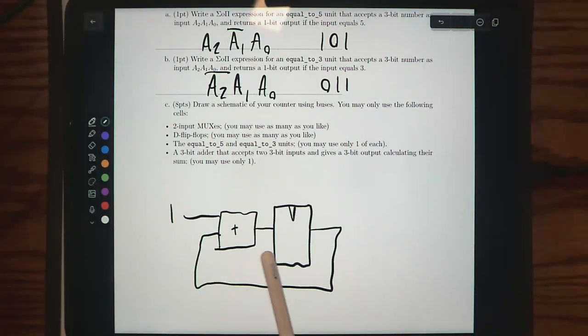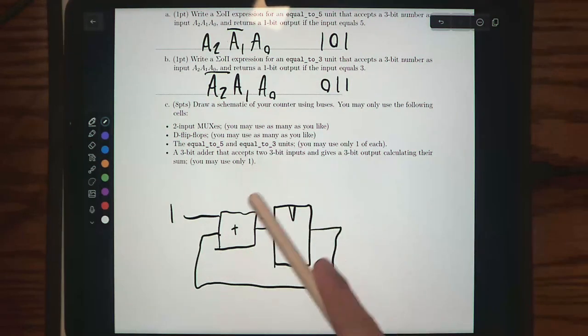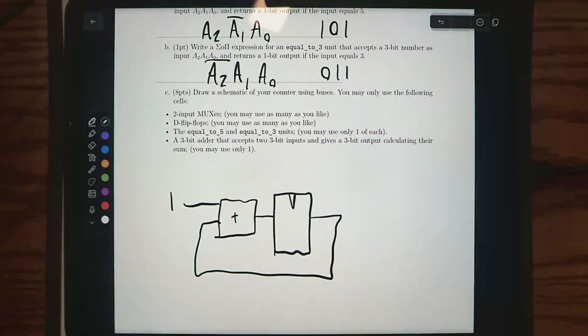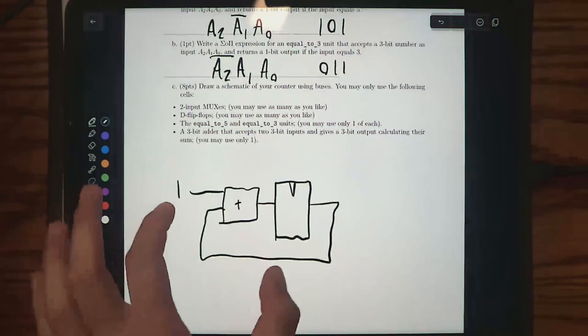It will start out probably as 0, and then that will pass into the D input. Next cycle, add 1, so it'll be 1. It'll add 1, 2, add 1, 3, add 1, 4, add 1, 5. So it'll keep adding. This is how a normal counter works. But now we need to use this equals 5 and equals 3 modules to slightly modify this design.